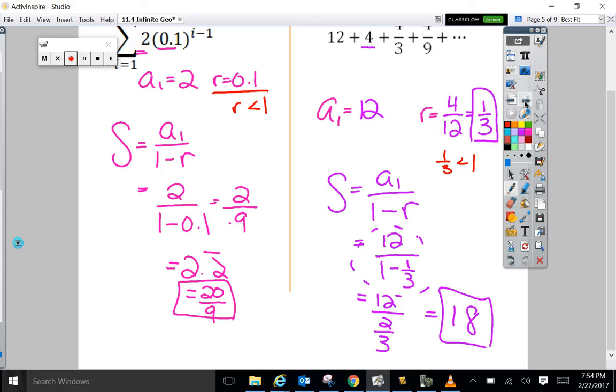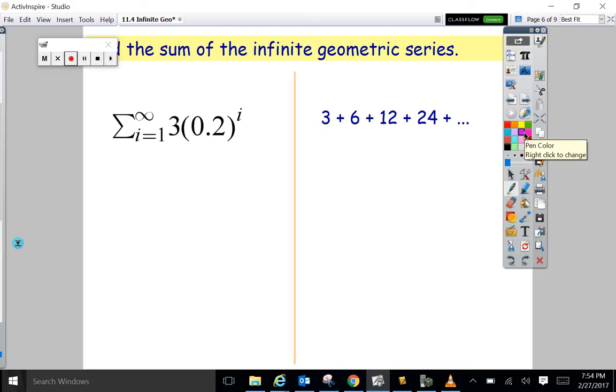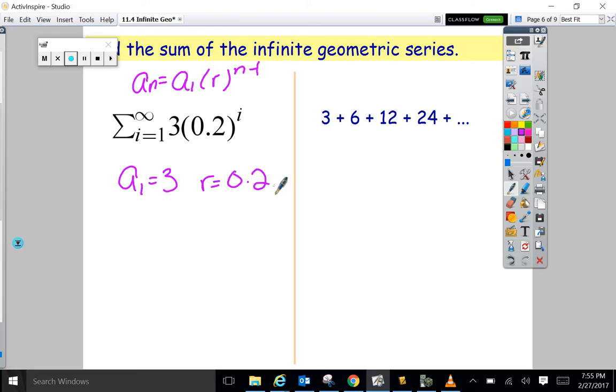Next examples. Here in the summation notation on the left, we also need to identify our a sub 1 and our r. So remember that general formula, a sub 1 times r to the n minus 1. So our first term is 3, and your r is 2/10, 0.2.